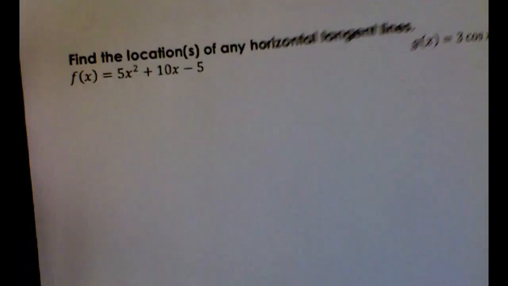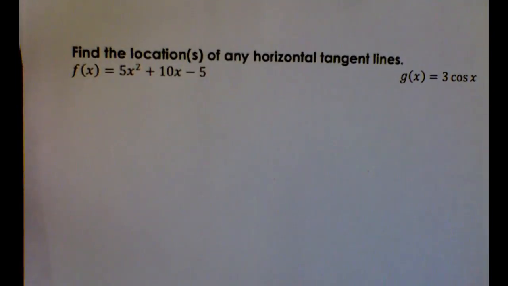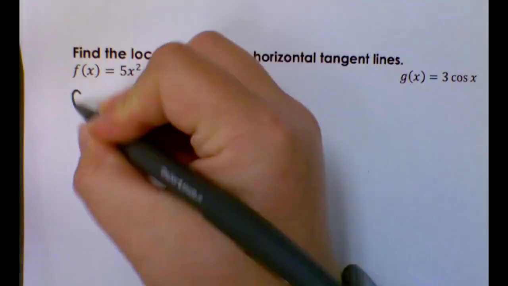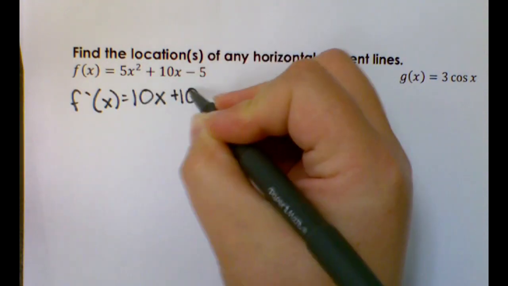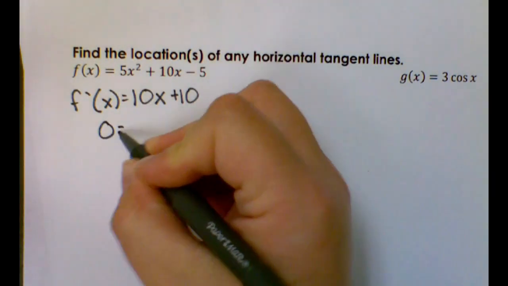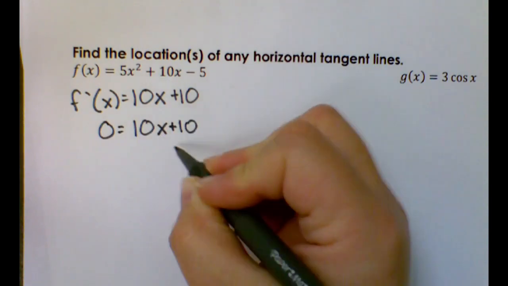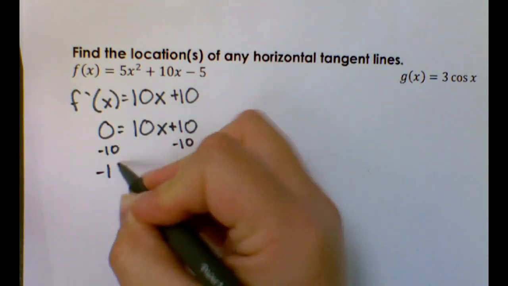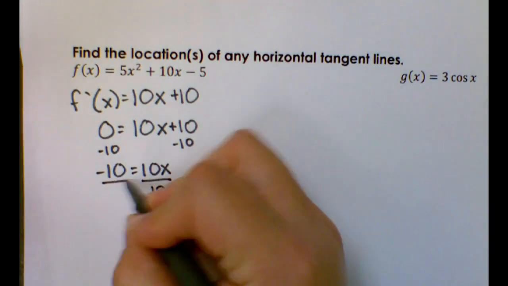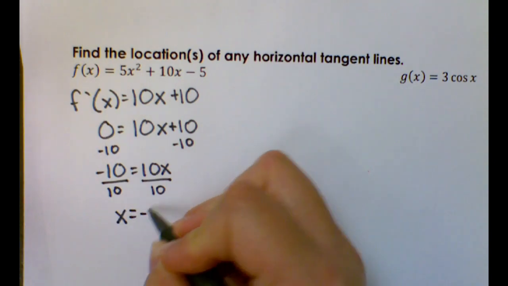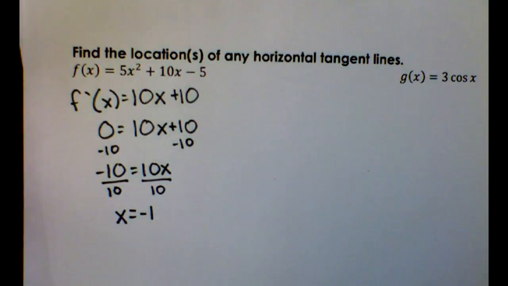Next up, we want to find the location of any horizontal tangent lines. To find horizontal tangent lines, the derivative must equal 0. So we find the derivative first. f prime of x equals 10x plus 10. So I just want to know where the derivative equals 0. So I subtract my 10, and then I want to divide by 10, leaving me that x equals -1 is where the horizontal tangent line is.